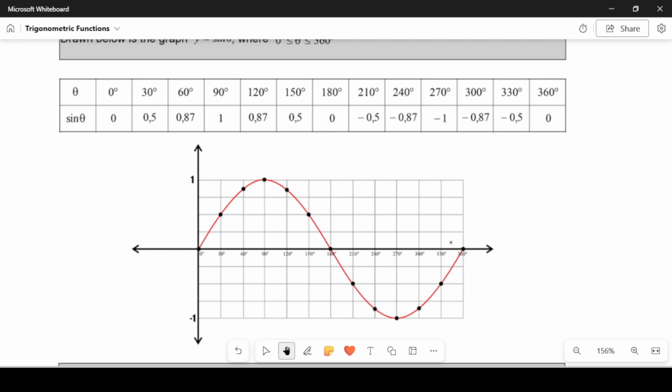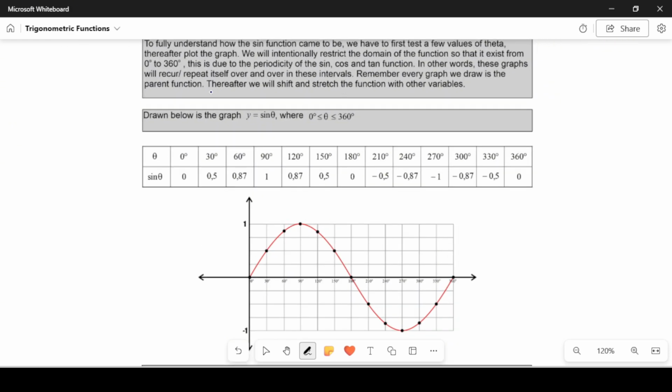Let's understand it for this interval. And because we know that it'll repeat itself over and over, then we can understand it for however many intervals will be given. In other words, these functions will recur or repeat themselves over and over in these intervals. Same story: remember, every graph we draw is the parent function. Thereafter, we will shift and stretch the function with other variables or constants. Okay, so let's draw this function. For theta, we'll have 0, 30, 60, 90, 120, 150, 180, 210, and so on.